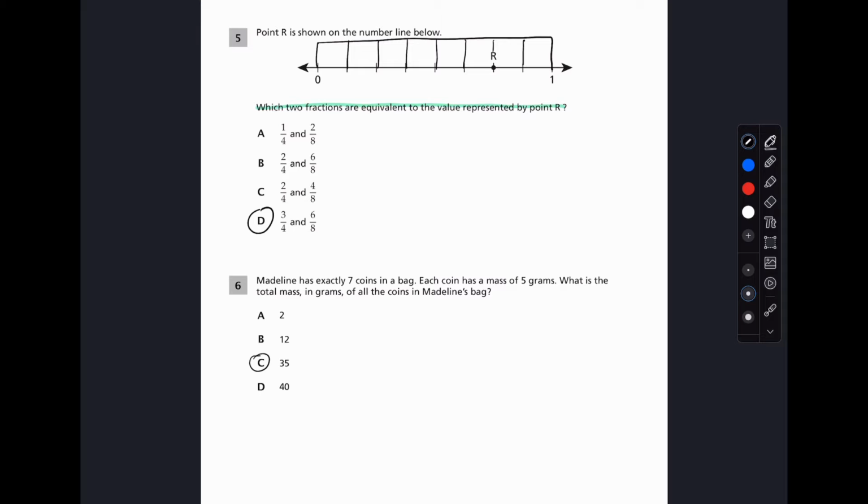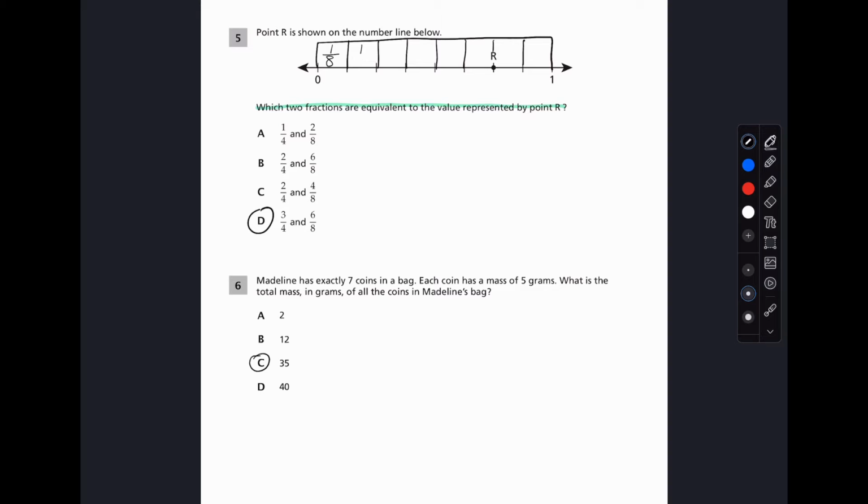Now I know some kids, when they're drawing their lines, they go, I have 7 lines, I must have 7 boxes. So here's the trick. Just count. 1, 2, 3, 4, 5, 6, 7, 8. I actually have 8 boxes in there. So don't get tricked by drawing 7 lines and thinking you only have 7 boxes. All my boxes are the same size. I have 8 of them. So these are eighths.